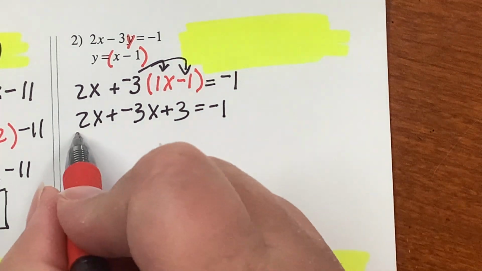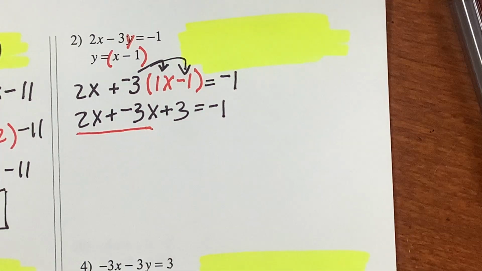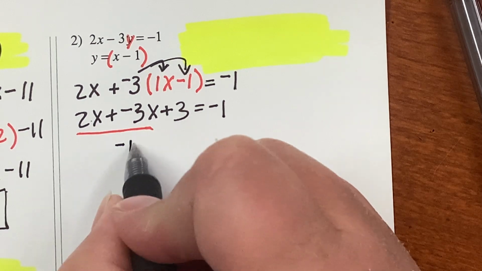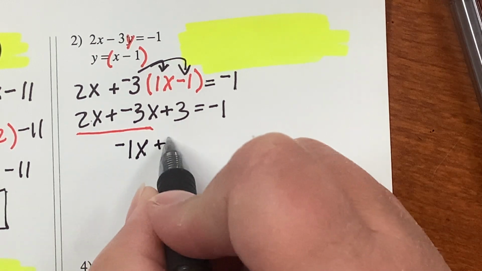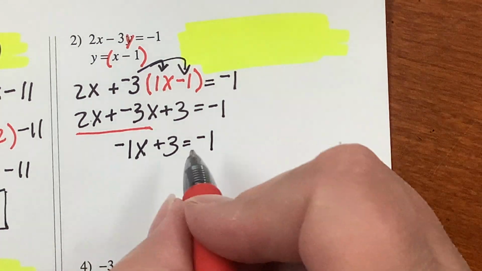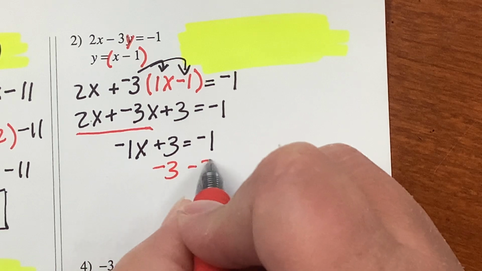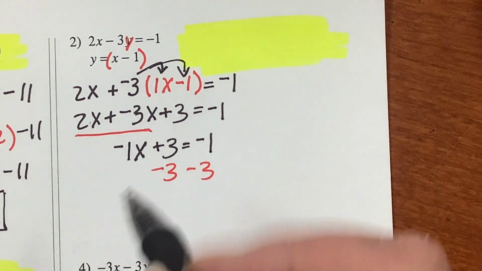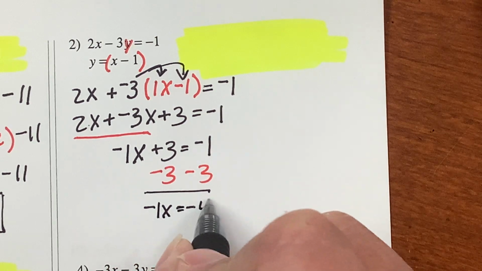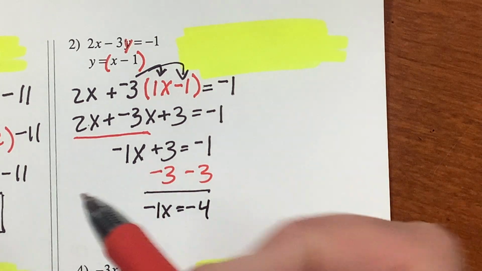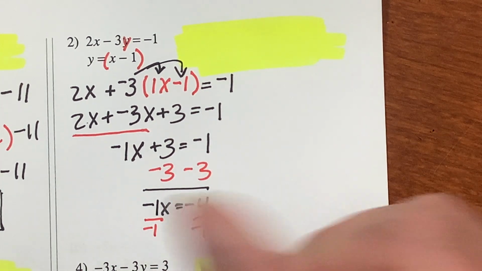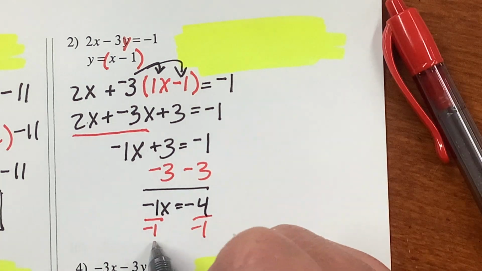Combine like terms. They're on the same side, so you do the same operation. 2 plus negative 3 is negative 1x plus 3 equals negative 1. Subtract 3 from both sides. Negative 1x equals negative 4. Divide by negative 1, divide by negative 1. X is positive 4.